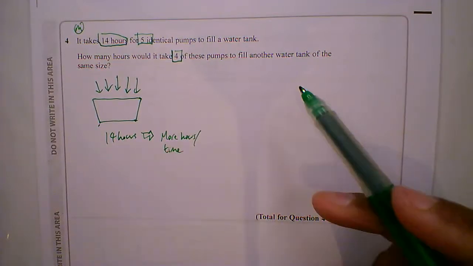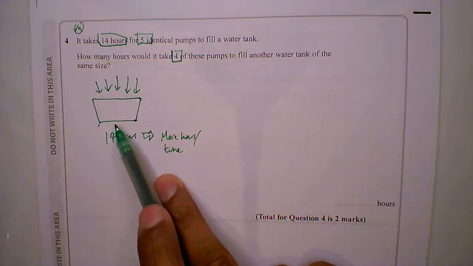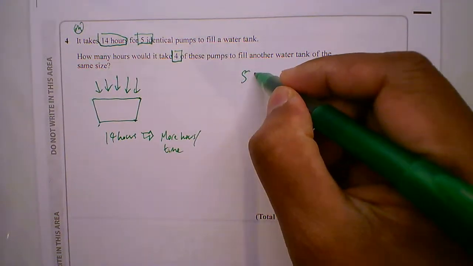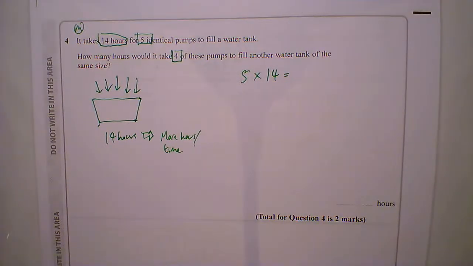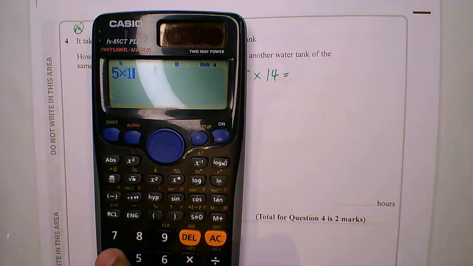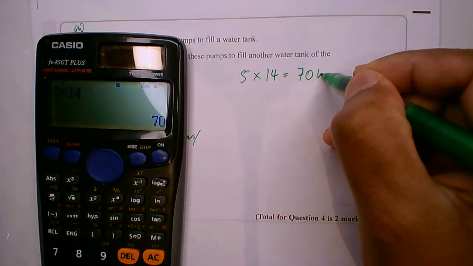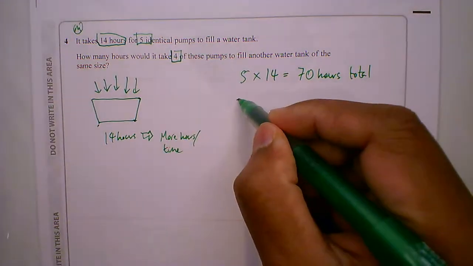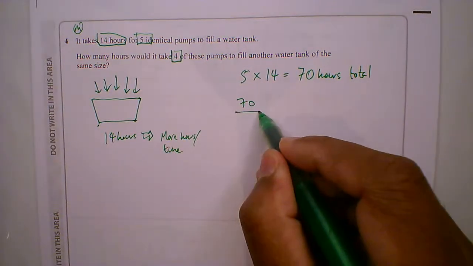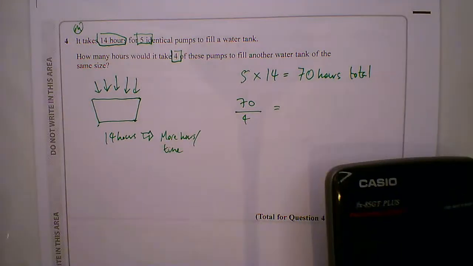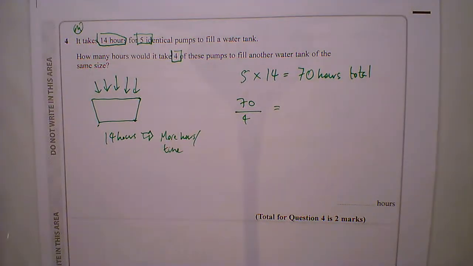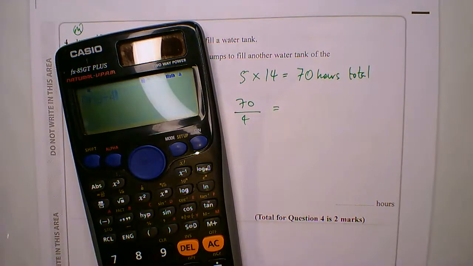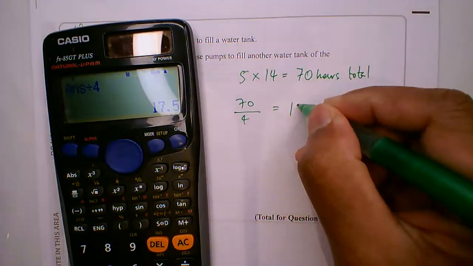My working out should show that. So what's the key concept here? The key concept is the total time. I've got 5 of these taking 14 hours, so I need to do 5 times 14. That gives me my total time. So let's do 5 times 14. That gives me 70 hours total time. Okay, and now I've got 4 pumps, so I just need to divide 70 by 4. By the way, just by writing this, that's a method mark, divided by 4. That gives me 17.5.